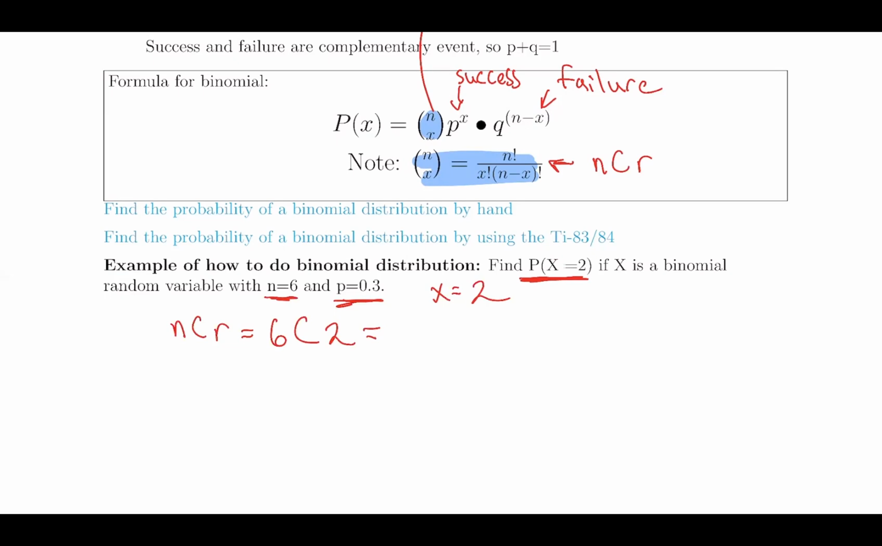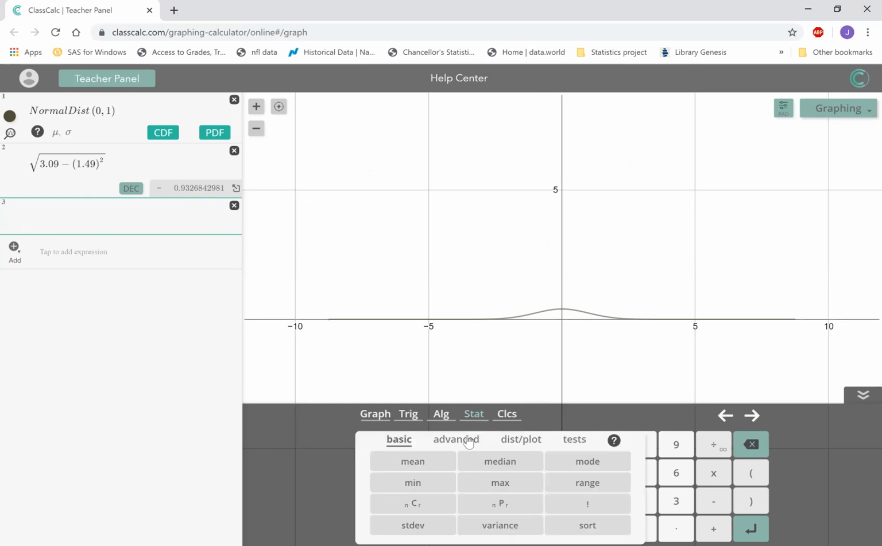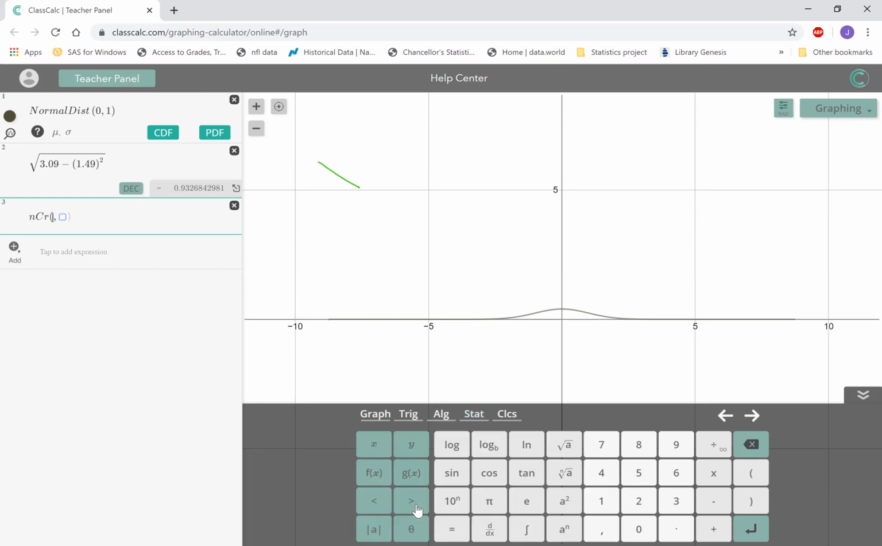All right, so I'm going to go over to class calc. Cool. What we want to do is go to stats. You're going to go right here. I think it should be, well, it's in basic. If you see in basic, where it says NCR, then you choose NCR. First thing we're going to do, choose 6. Next one, we're going to choose this 2. And you're done. So you get 15. Right. Was everybody able to get 15 for that one?